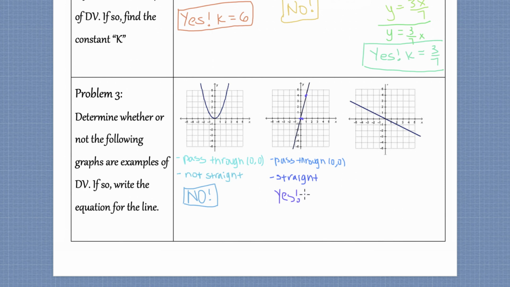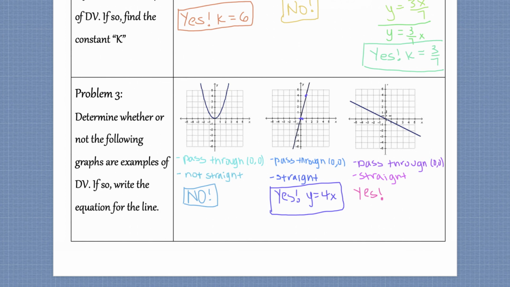So our equation for the graph is going to be y is equal to 4x. And that is going to be the answer for this one. For our next one, this one also passes through the origin, and it is also a straight line. And so because it meets these two conditions, this is considered a direct variation graph. And to remember, we have to find the equation for the line.